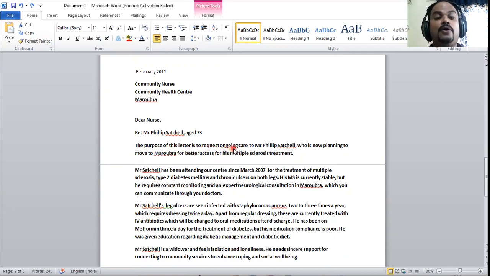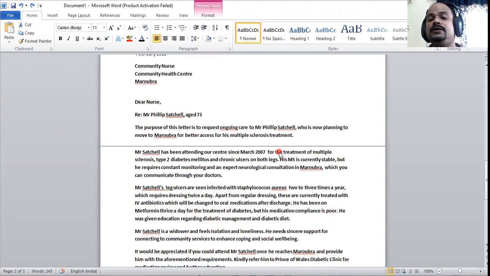To request ongoing care to this person who is now planning to move to Marobra, to your place, for better access for his multiple sclerosis treatment. I have mentioned only multiple sclerosis treatment because that is the purpose of his move. The rest of the things we can include in the body paragraph. I cannot include everything there.